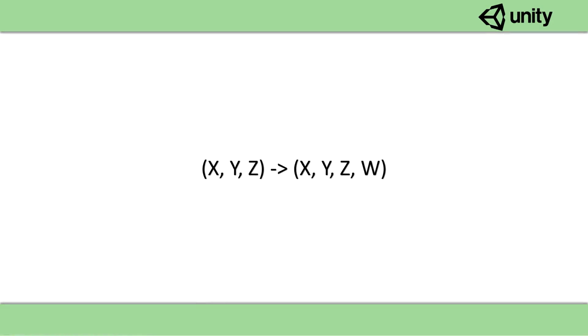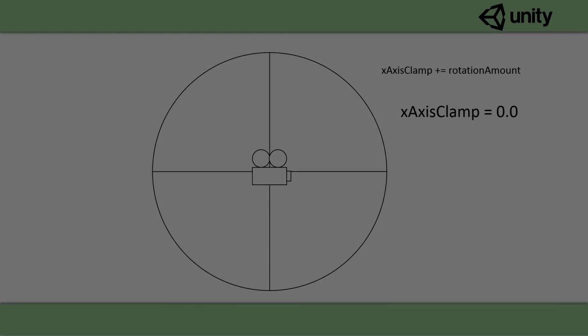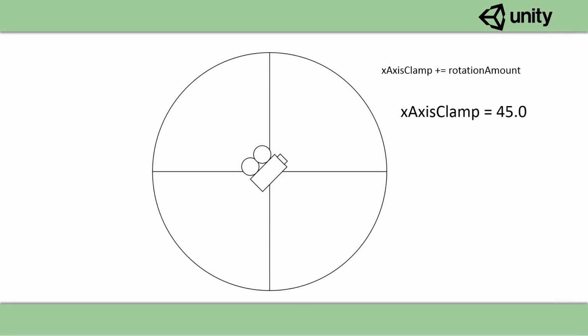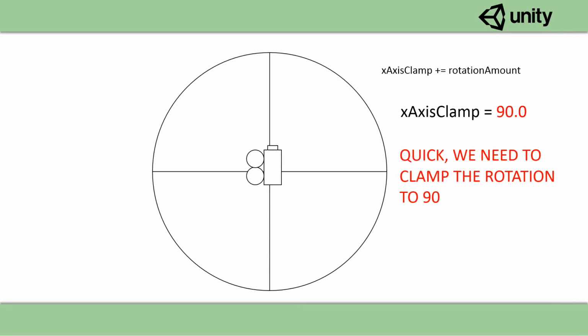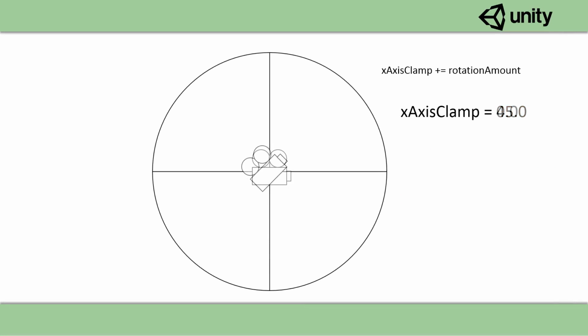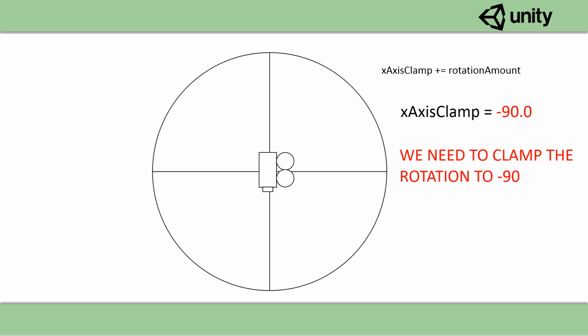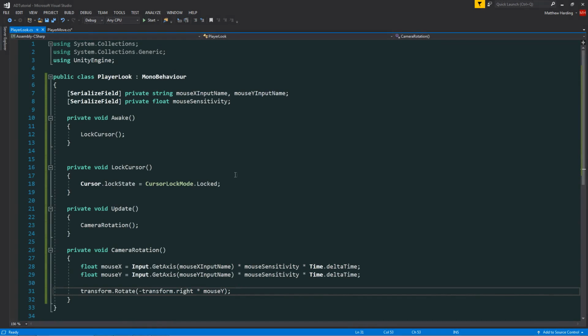Because of the conversions between Euler and quaternion representation of rotations, it's difficult to clamp rotation axes directly. So in this case, we're using an external variable to keep track of the amount of rotation that we've added and subtracted to our camera, and then we're using this value to clamp instead of using the x-axis rotation directly to clamp.